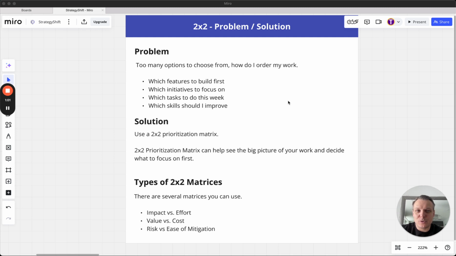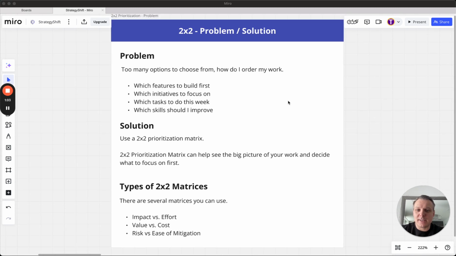The solution to the decision-making issues is the 2x2 prioritization matrix. It can help you see the big picture of your work and decide what to do first. There are several types of 2x2 matrices, and you can use them in different situations. Today I want to discuss the 3 types: impact versus effort, value versus cost, and risk versus ease of mitigation. And these 3 matrices will be used for different types of decision-making situations.